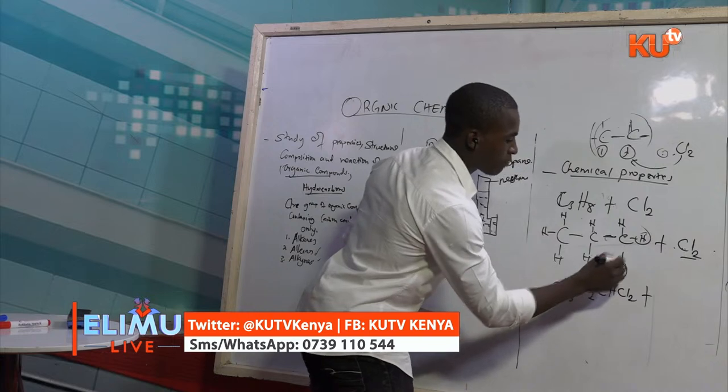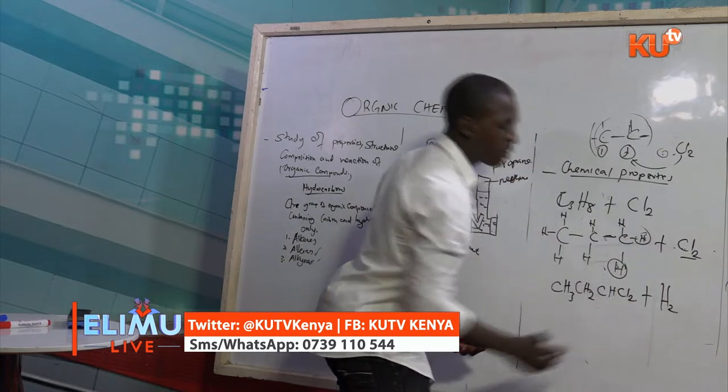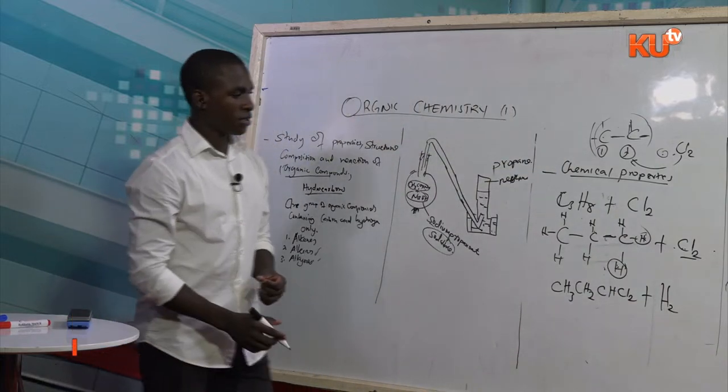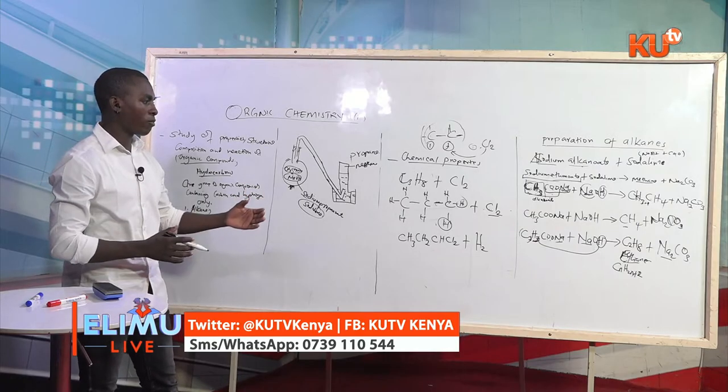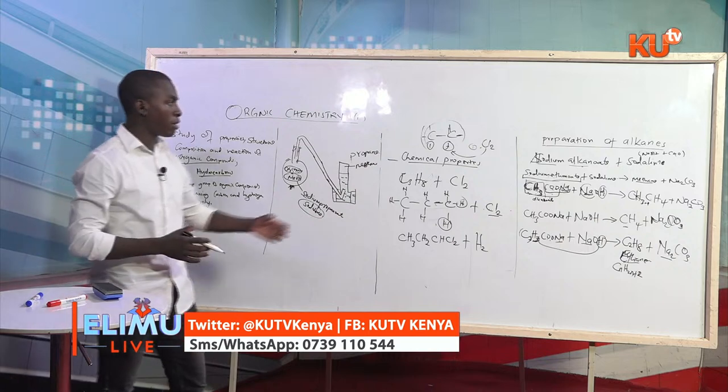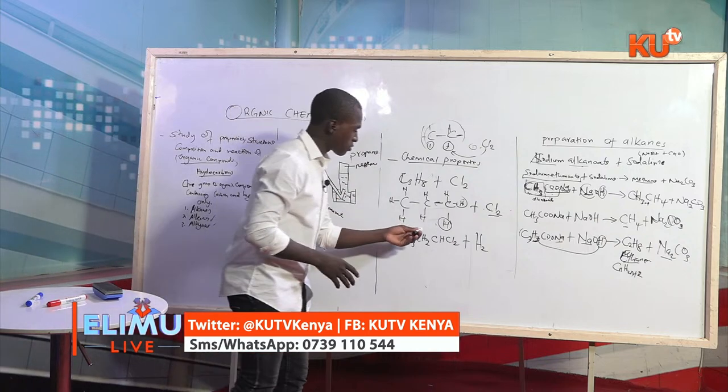And then because we have lost two hydrogen, these two hydrogen atoms will combine to form hydrogen gas. So this is what will be formed. What is important here is to know how to name the compound formed. That's why we're going to talk about naming of alkanes, knowing how to name this compound formed here.